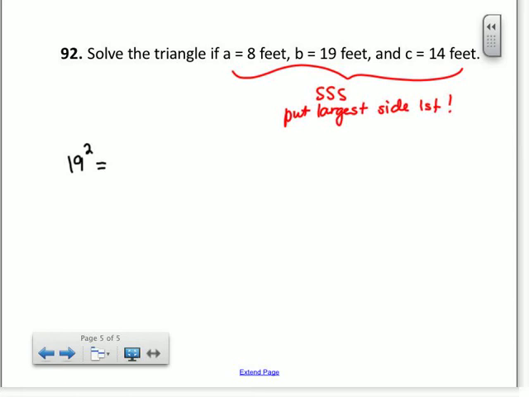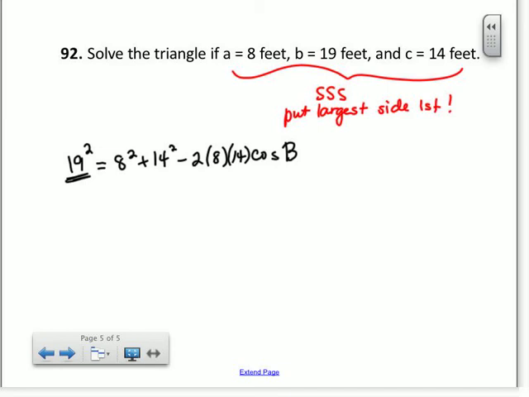So what I mean by that is the 19 is going to be the part that's on the left side of the equation. So 19 squared equals 8 squared plus 14 squared minus 2 times 8 times 14, and then cosine of whatever this was. Since it was 19 and it was b, it's going to be cosine of angle b. All right, and then we solve it out.